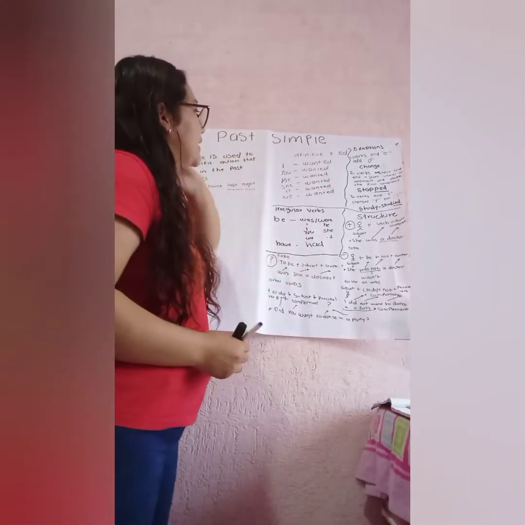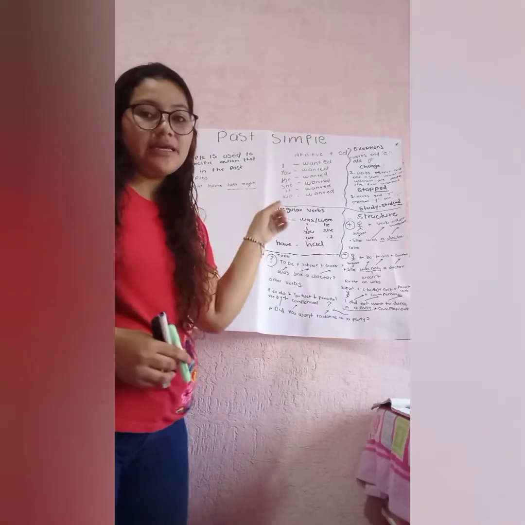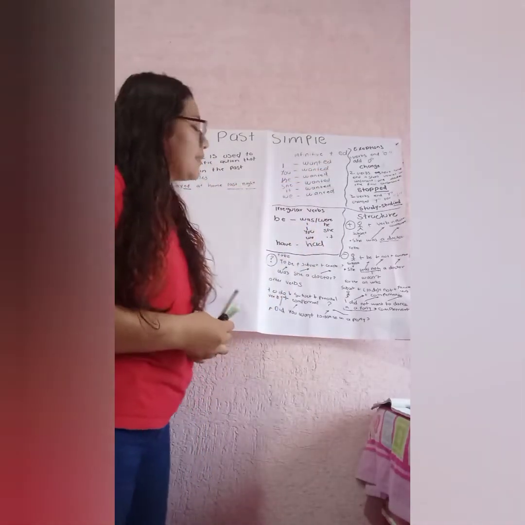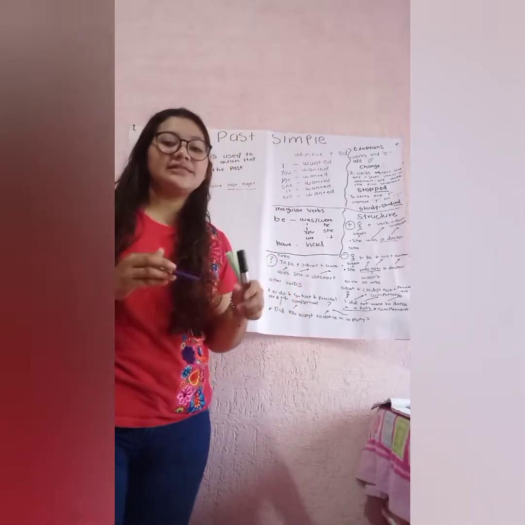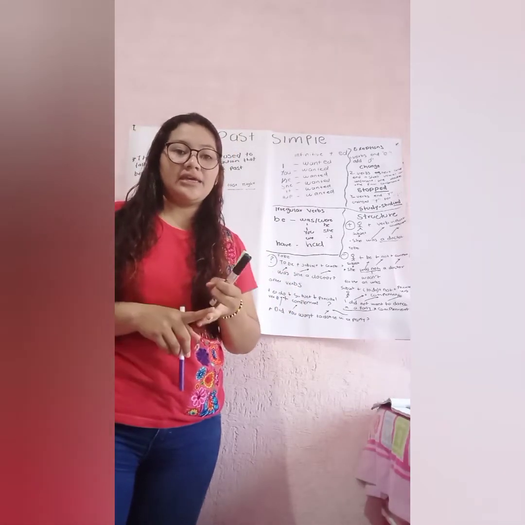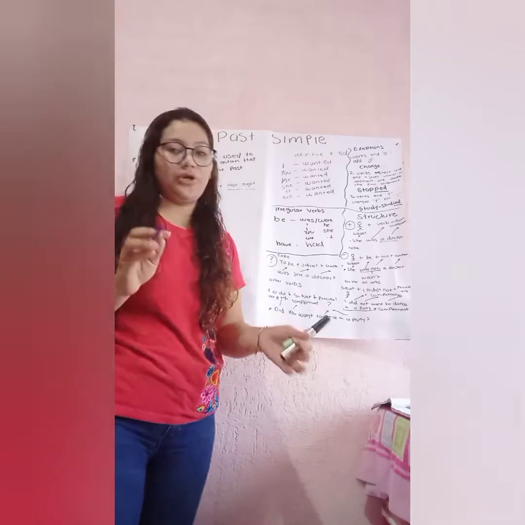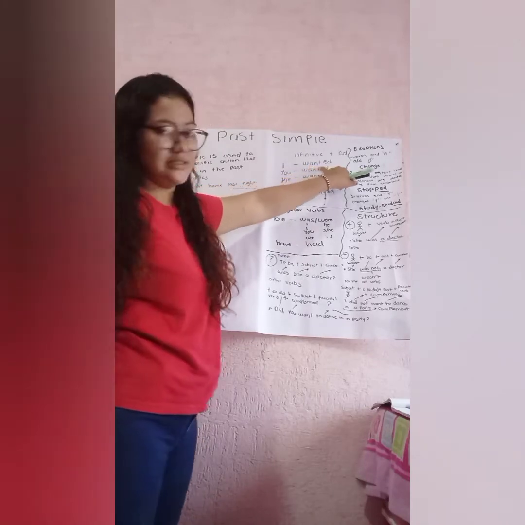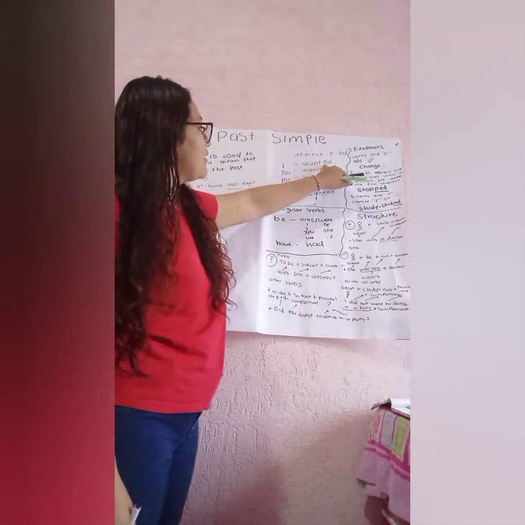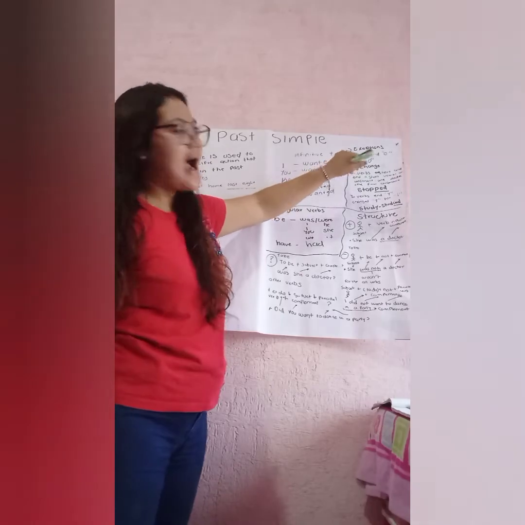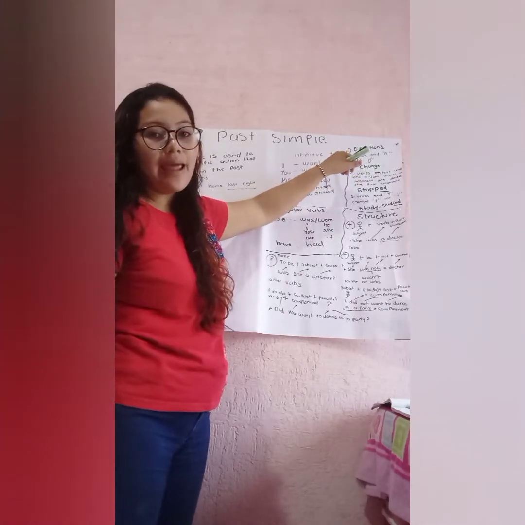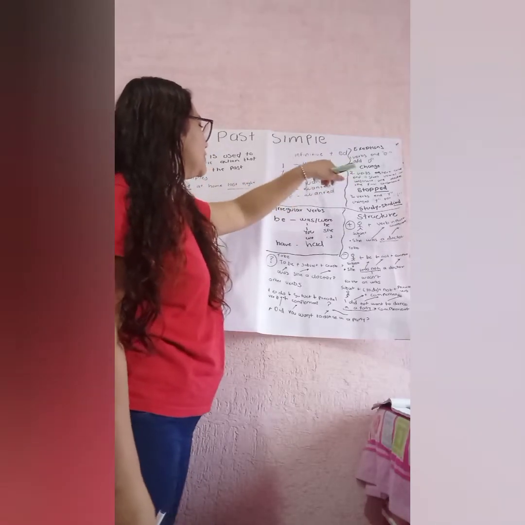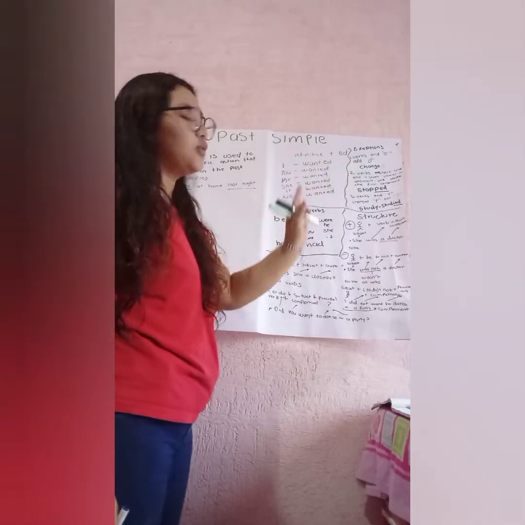The form for the regular verbs is only adding ed. Only one ed, and it is the same for all people: I, he, she, you, it, we. Here the infinitive verb, for example, is want, and we only add ed to create the past simple. I want, you want, he want, she want, it want, and we want.